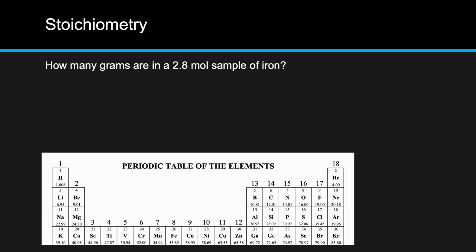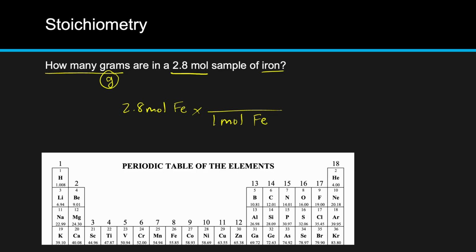It's one conversion factor. So how many grams, which means I am solving for grams. Then I am given 2.8 moles of iron. So that is what I'm starting with. 2.8 moles of iron. Now, here comes my conversion factor. I want to get rid of moles of iron. So on the bottom, I'm going to do 1 mole of iron. Now, I want to get to grams.